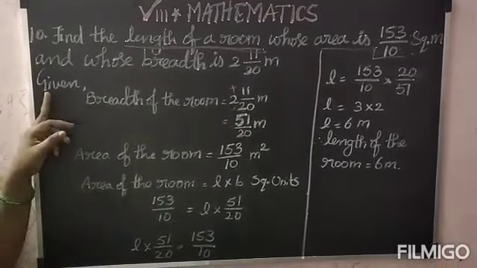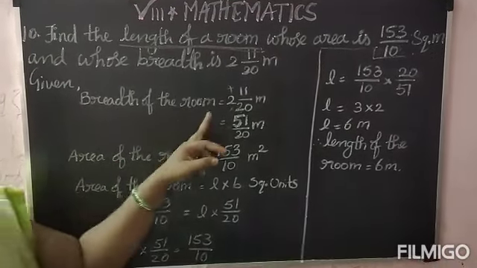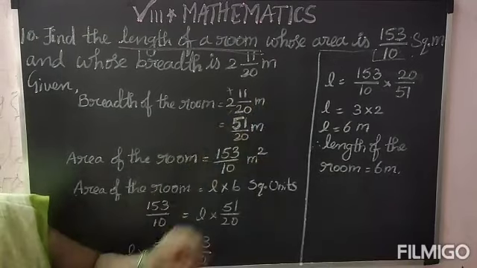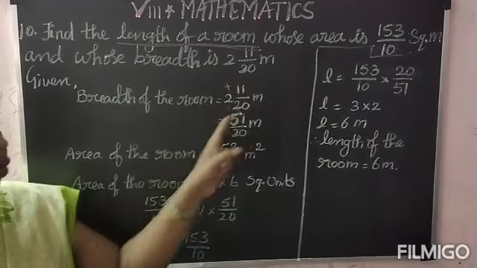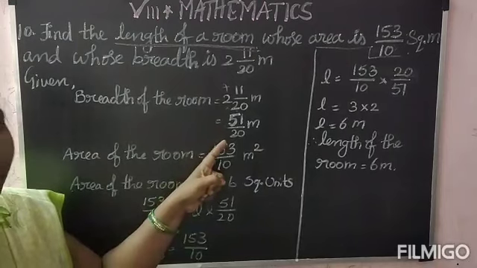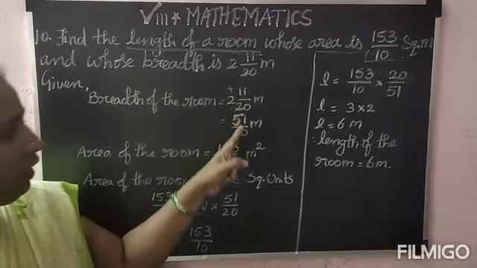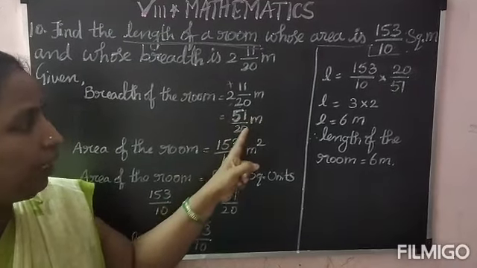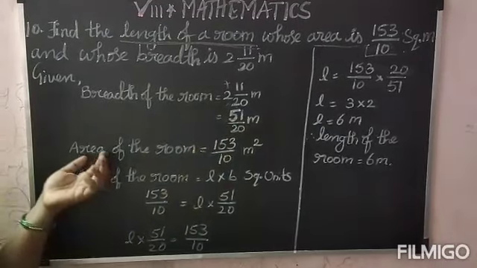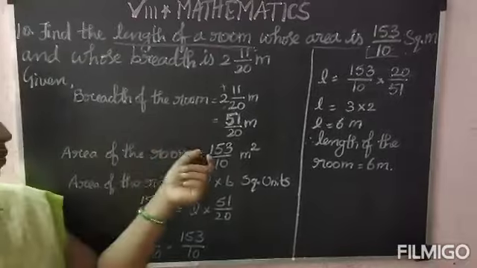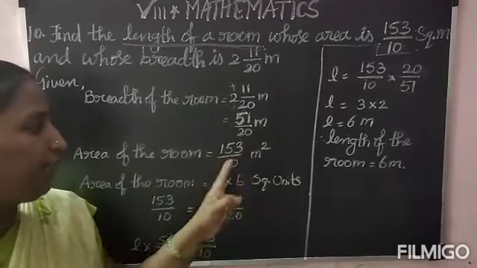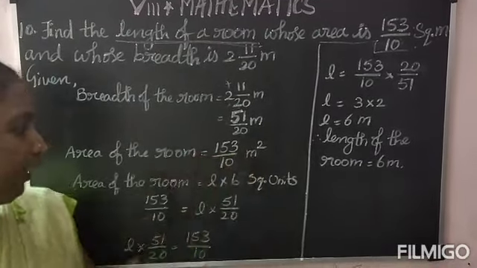Okay, first they have given the breadth of the room, 2 1/20 meter. So convert this mixed fraction into an improper fraction: 2 20s are 40, 40 plus 1, 51 divided by 20 meter. And they also gave the area of the room. Area of the room equals 153 divided by 10 meter square.